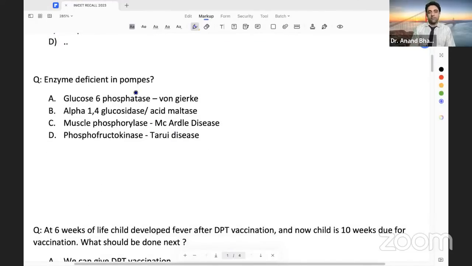Next question, enzyme deficient in Pompe disease. Enzyme deficient in Pompe, as we all know, is nothing but alpha-1,4 glucosidase. See, glucose 6-phosphatase enzyme deficiency is in von Gierke. Muscle phosphorylase deficiency is in McArdle.